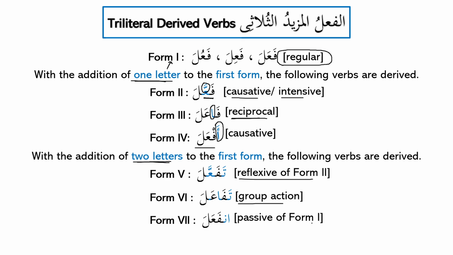So we have the addition of tashdid, alif, hamza, ta tashdid, ta, alif, and hamza. So you can just memorize it on your fingertips. Ta tashdid, alif, hamza, and then we have ta tashdid, ta, alif, and in. Then the last one is in.